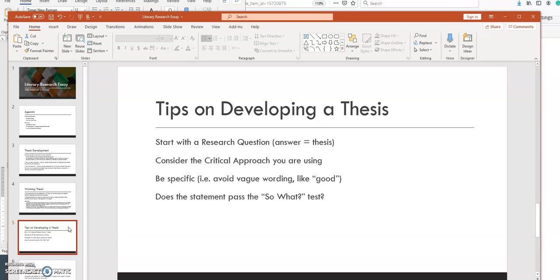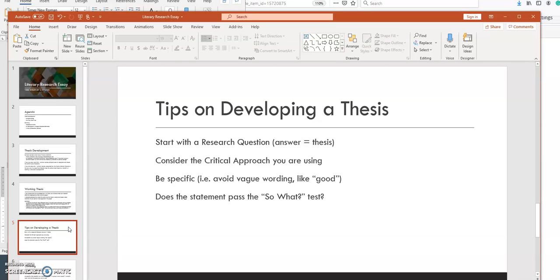Am I just trying to focus on how this author's life experiences impacted how and what they wrote? Then you're going for a biographical approach.